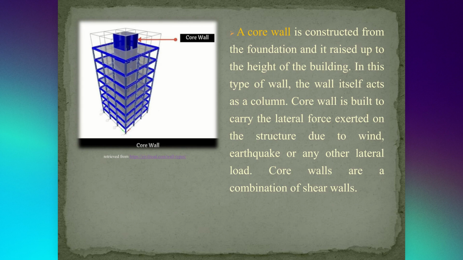A core wall is constructed from the foundation and it is raised up to the height of the building. In this type of wall, the wall itself acts as a column. Core wall is built to carry the lateral force exerted on the structure due to wind, earthquake, or any other lateral load. Core walls are a combination of shear walls.